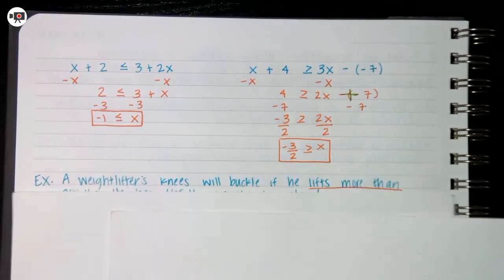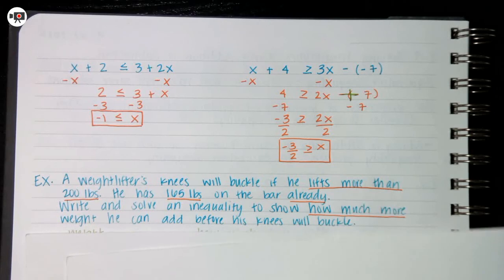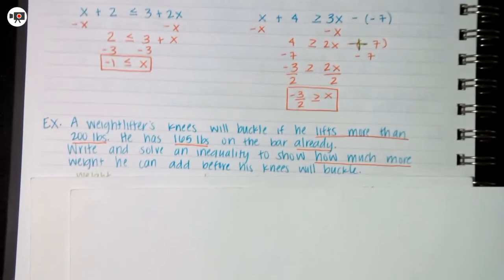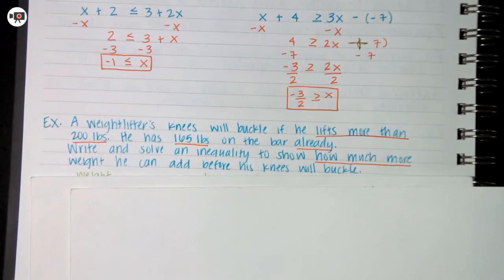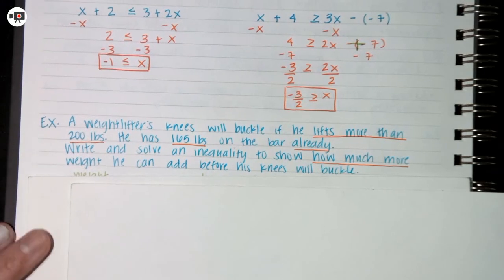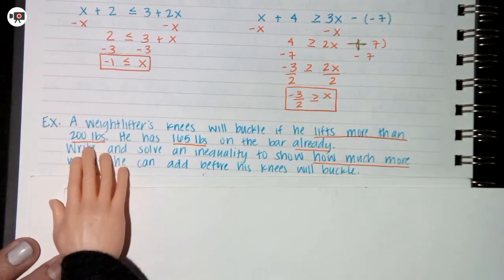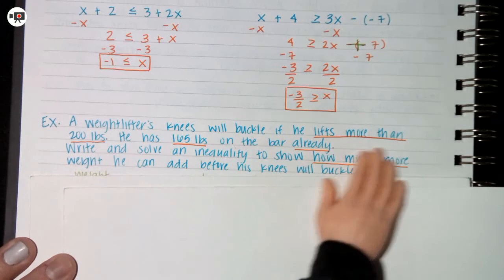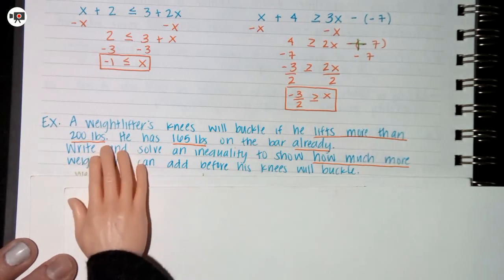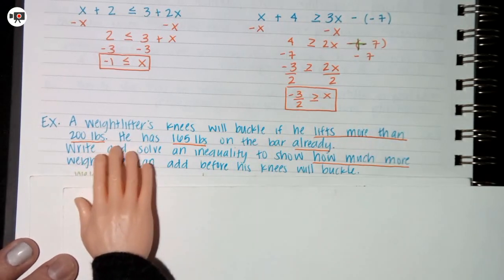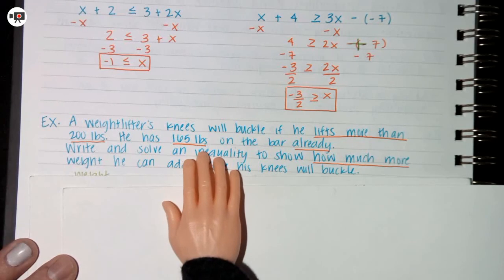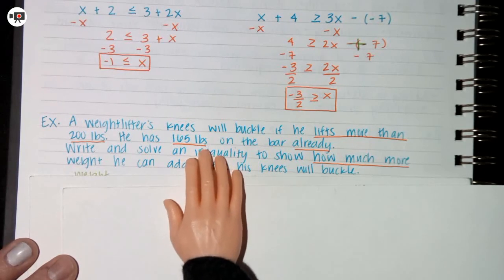And one more example. A weightlifter's knees will buckle if he lifts more than 200 pounds. He has 165 pounds on the bar already. Write and solve an inequality to show how much more weight he can add before his knees will buckle. So I know I'm going to have 200, and it says if he lifts more than that, so 200 is the maximum he can lift. He already has 165, so we need to figure out how much more we can add on.